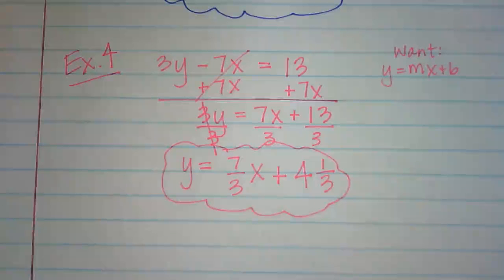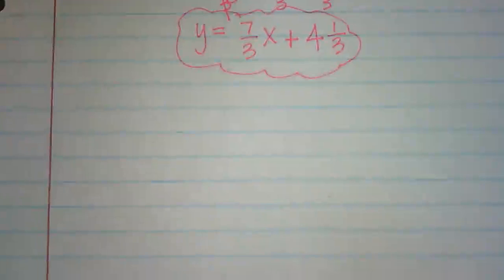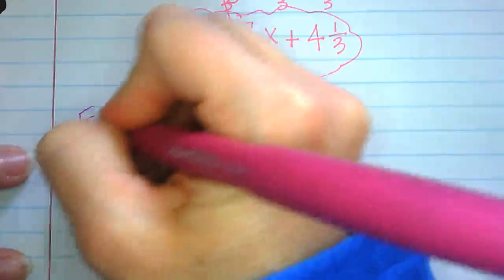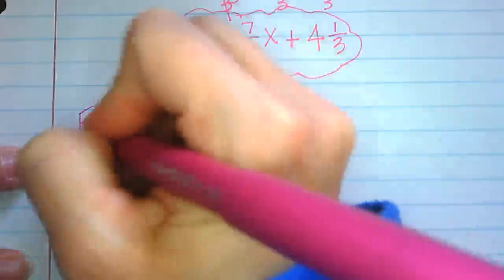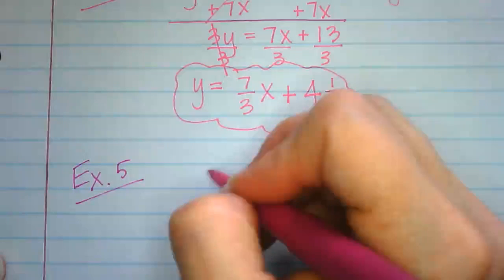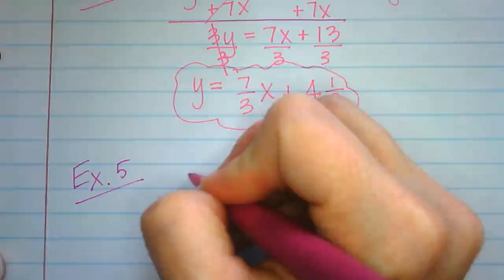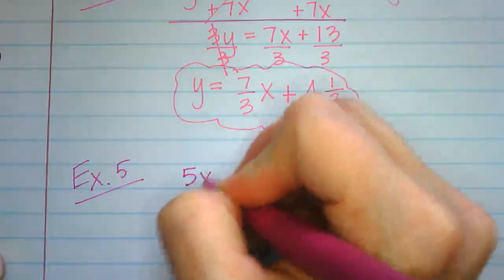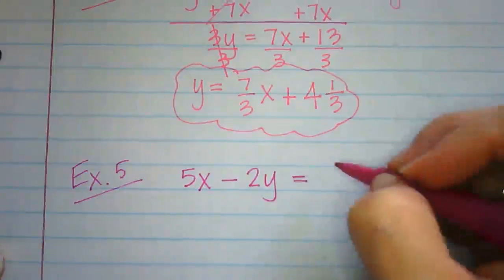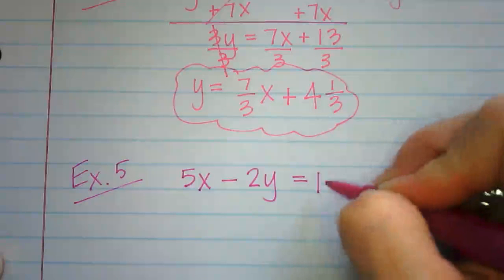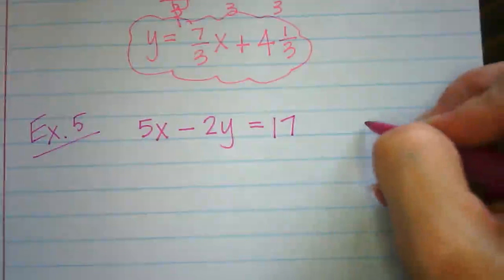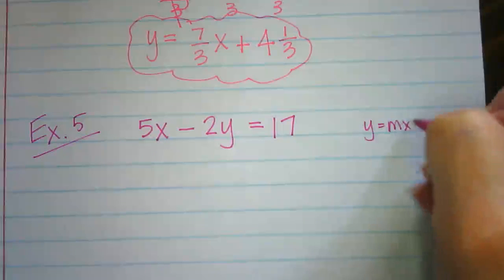All right, last example, for example 5. Let's say that we had 5x minus 2y equals 17. All right, so again, we want y equals mx plus b.